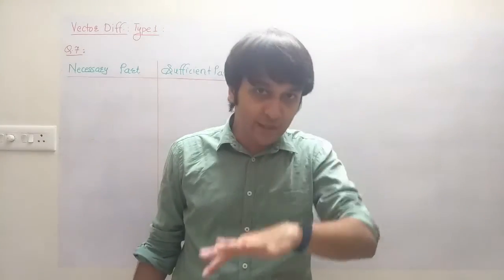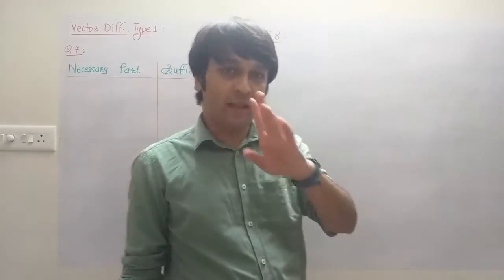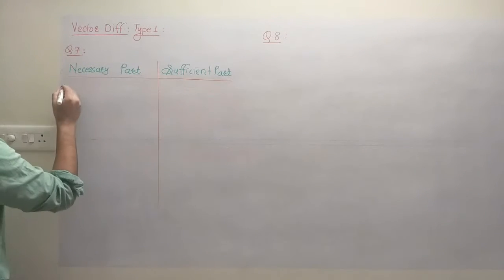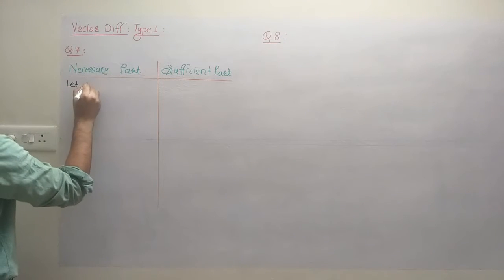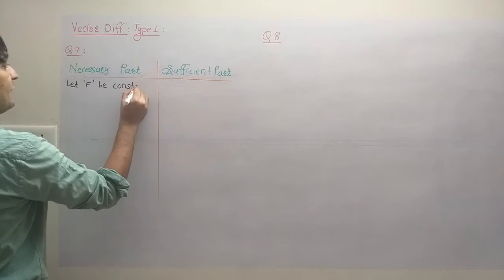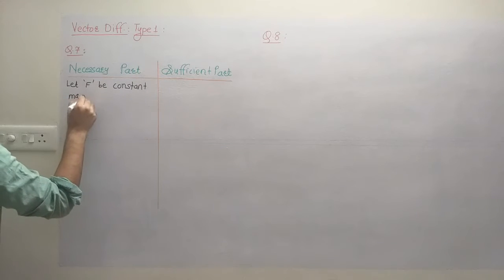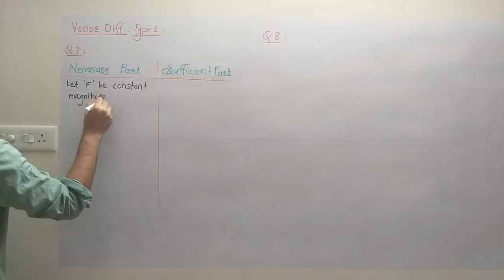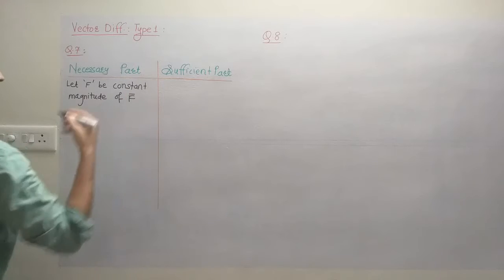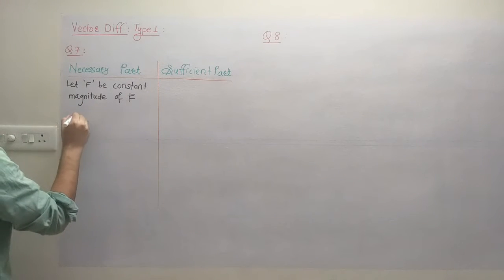It's like theorem and converse which you did in 9th or 10th. If a triangle is equilateral, sides are equal. If sides are equal, the triangle is equilateral. Likewise, check how. Let f be the constant magnitude of f bar. This is important. So I am considering f as the constant magnitude of f bar.